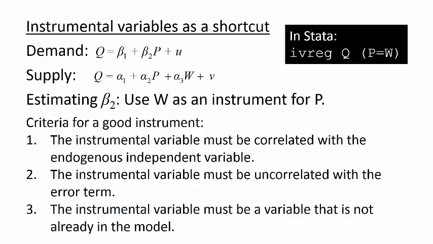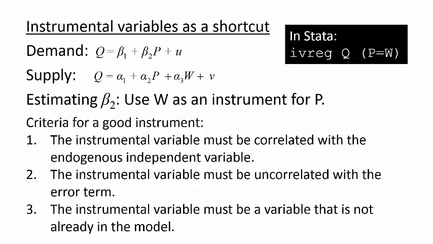We may want to think of the second and third criteria together. In essence, they say that the instrument W is not a part of the demand model, nor should it be. In other words, we must be convinced that demand for oranges is independent of the weather. If that's not true, then weather is correlated with the demand model's error term U, violating the second condition, or we would need to add weather explicitly to the demand model, violating the third condition.